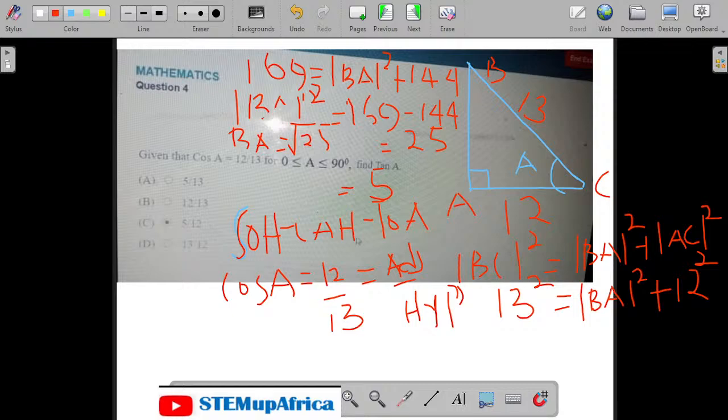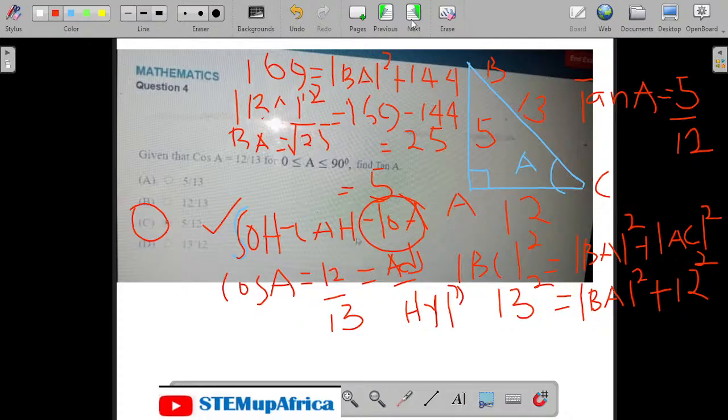So the value of BA is 5. Here now I write 5. We are asked to find tan A. What is tan? According to SOHCAHTOA, tan is opposite over adjacent. So my tan A, which is the opposite? 5. Which is the adjacent? 12. Our answer is 5 over 12.